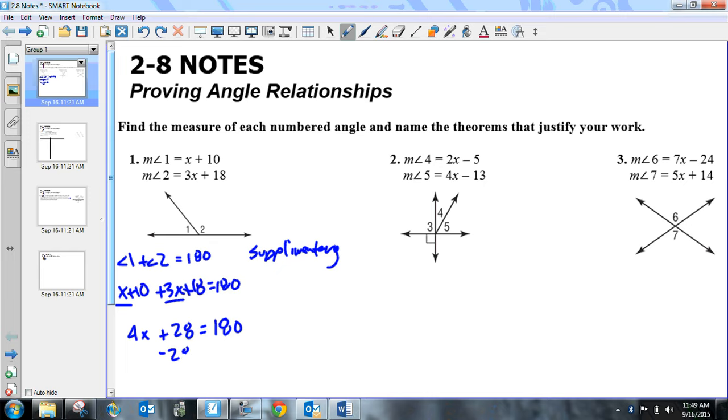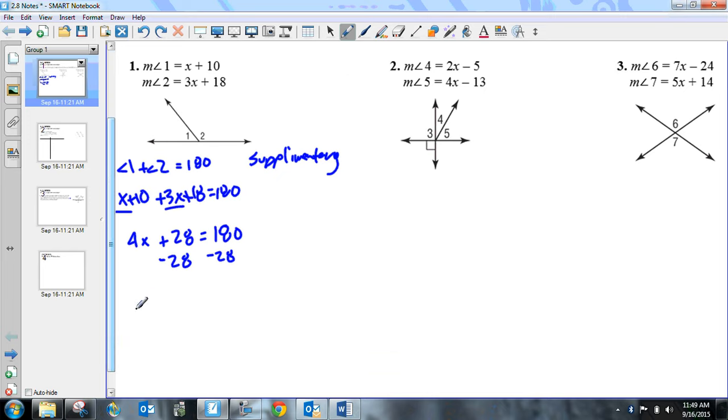If I subtract 28 from both sides, that's going to give me 152. So I get 4x is equal to 152. If I divide by 4 and divide by 4, what's that going to give me? Pretty sure it's 38. So 152 divided by 4 gives me 38. So x is equal to 38.